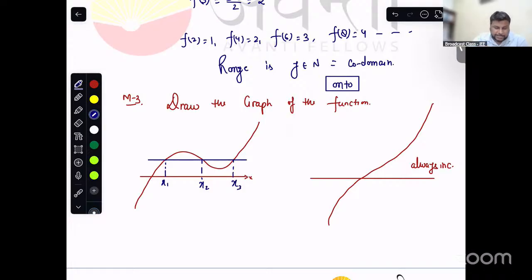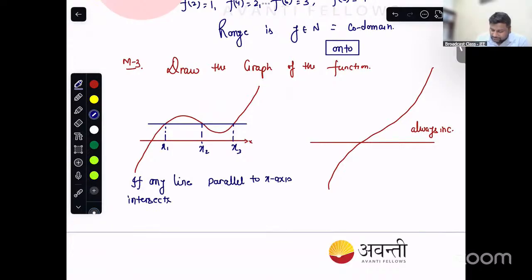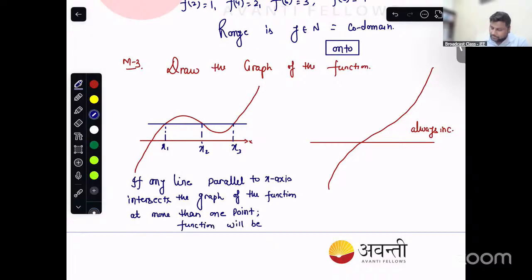Tell me. So, if any line parallel to the x-axis intersects the graph of the function at more than 1 point, the function will be many-one.